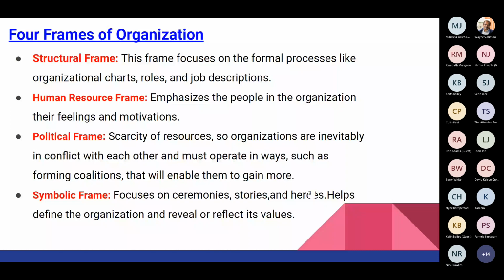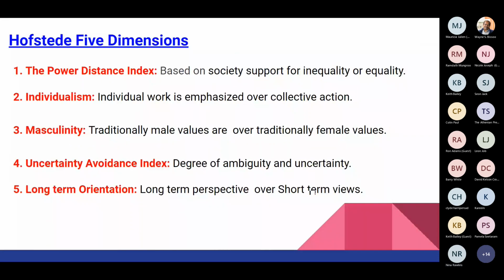Next slide. Next slide, Ramdat. Good. In this slide, we look at the Hofstede five dimensions. We have the power distance index, and this is based on society's support for equality or inequality. As we dive further into this index, we also look at the high power distance index and the low power distance index. The high power distance index indicates that culture accepts inequality and power differences, encourages bureaucracy, and shows high respect for authority.